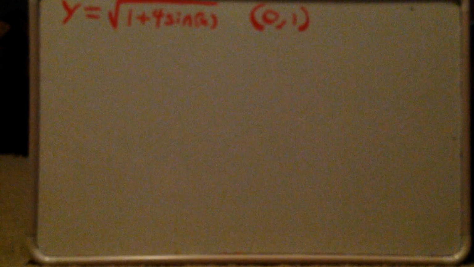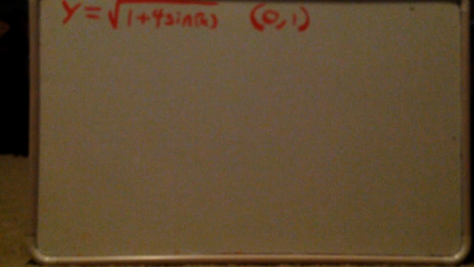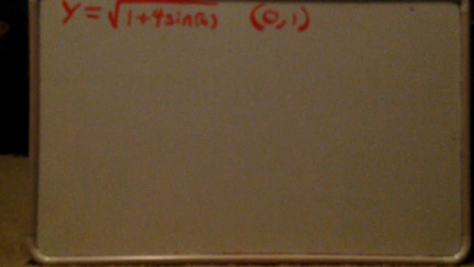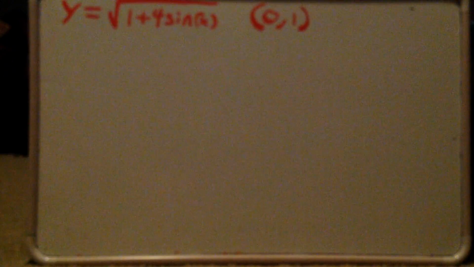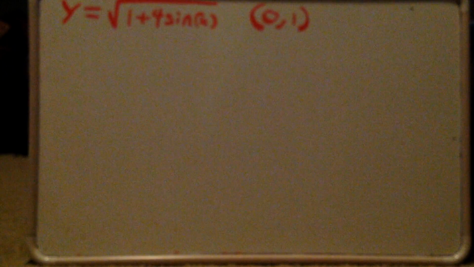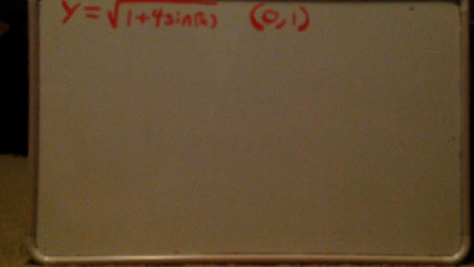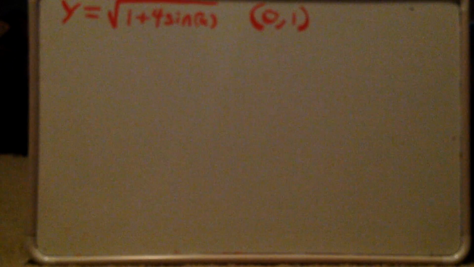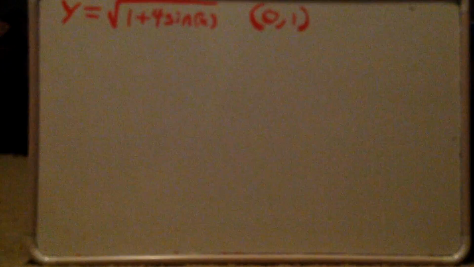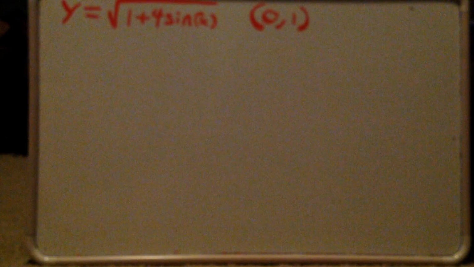Given point on this equation right here. So in the equation y equals the square root of 1 plus 4 sine of x at point x equals 0 and y equals 1, we can find the tangent by first finding the derivative of the equation. We know that this will work because the derivative will equal the slope of the equation of the tangent line.